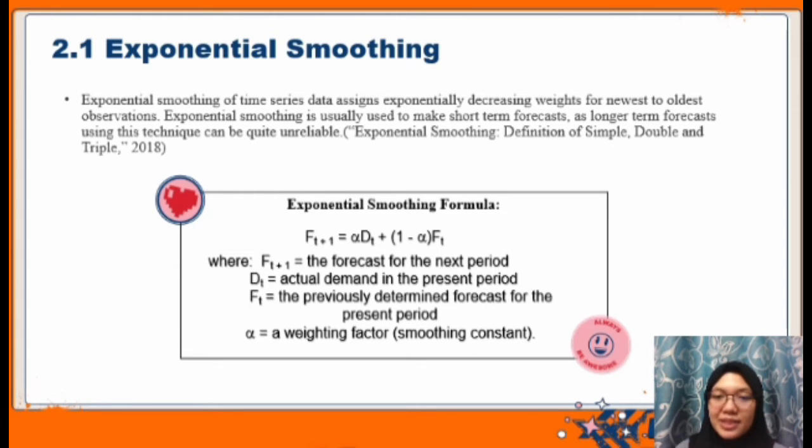So I'm going to present about exponential smoothing. Exponential smoothing is a time series method that assigns decreasing weight from the newest to the oldest observation. So here is the exponential smoothing formula.